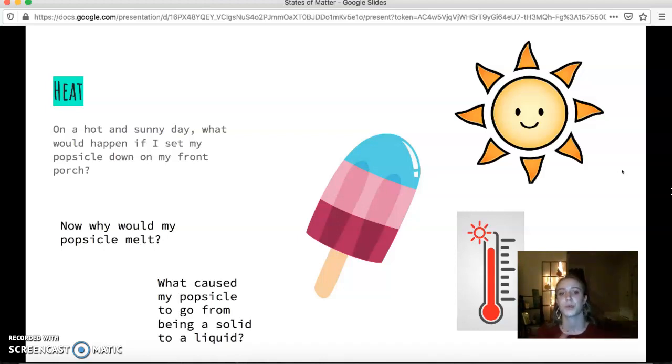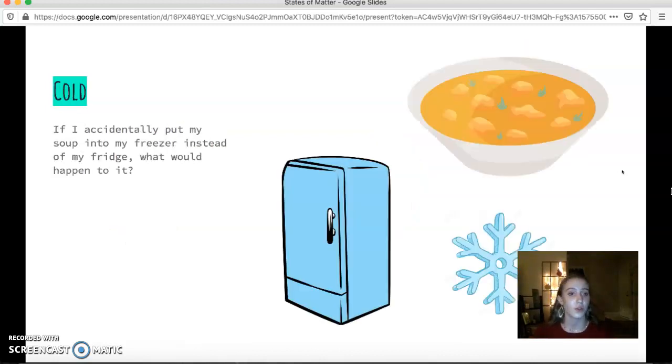Hopefully my students will also be able to answer this question, that when heat comes from the sun, the temperature rises, and once I take that popsicle out from the freezer, out from the cold place, and put it into the hot place, it will go from being a solid to a liquid because the heat is causing a physical change. Okay, so then here's another example that I would use for my students.